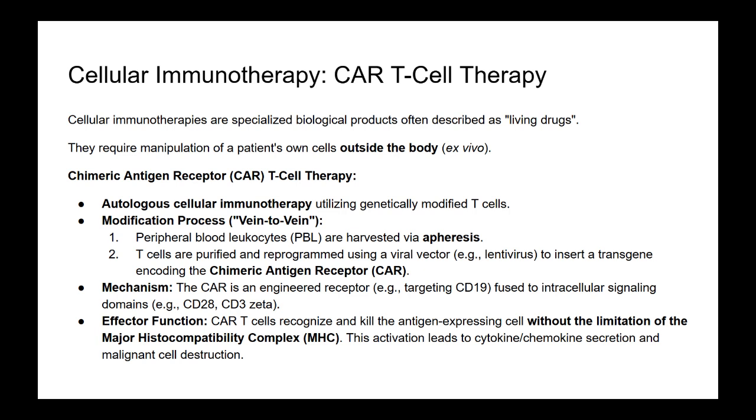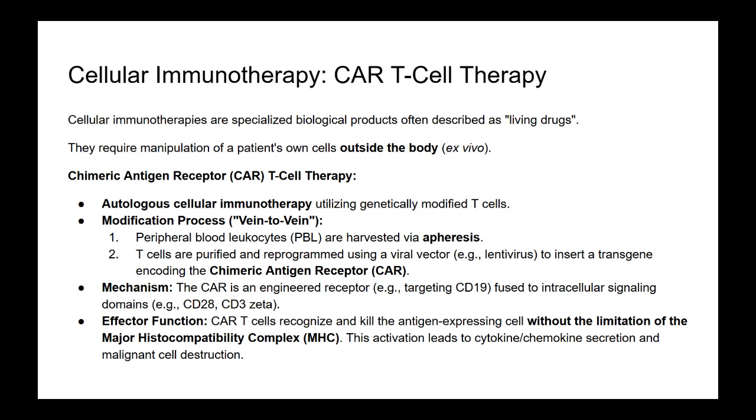There, they are genetically engineered, typically using a disabled viral vector, often a lentivirus, to insert a new gene into the T cell's DNA. This transgene encodes the instructions for making the chimeric antigen receptor, or CAR. Okay, let's stop there for a moment. What exactly is a chimeric antigen receptor, CAR, and why is it functionally different from a natural T-cell receptor, TCR?